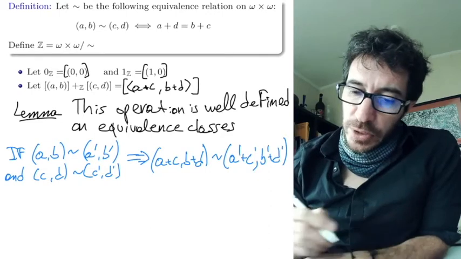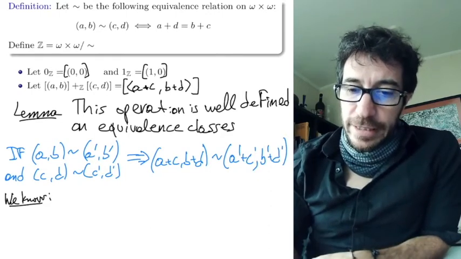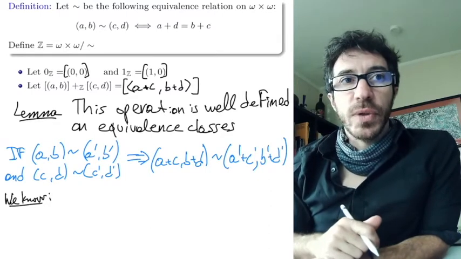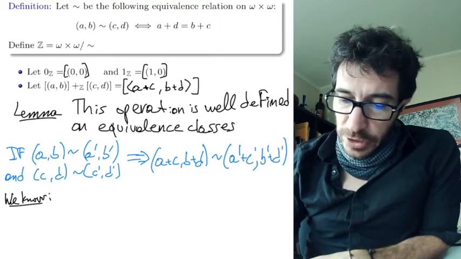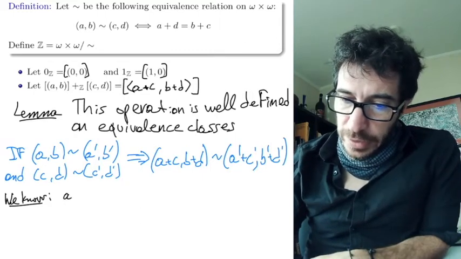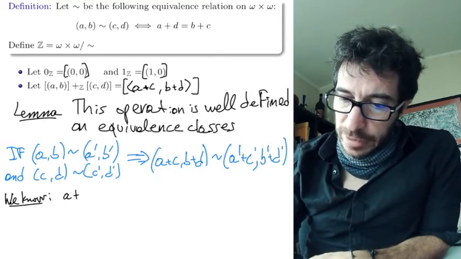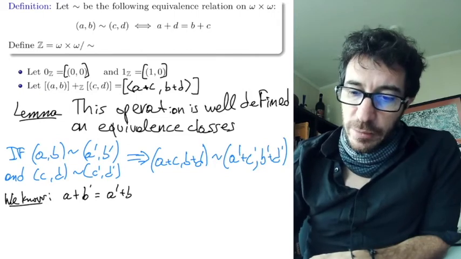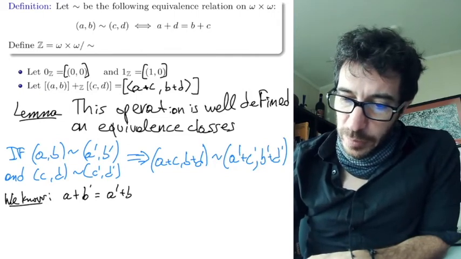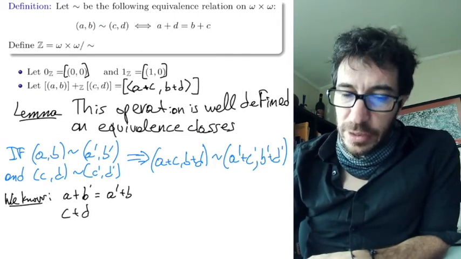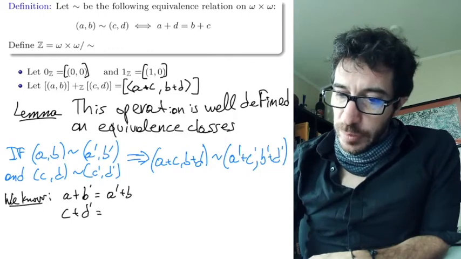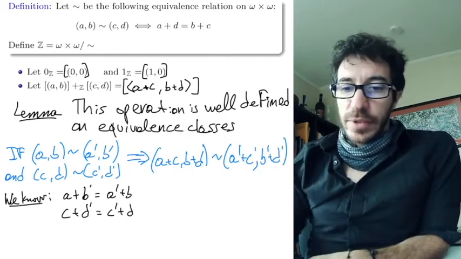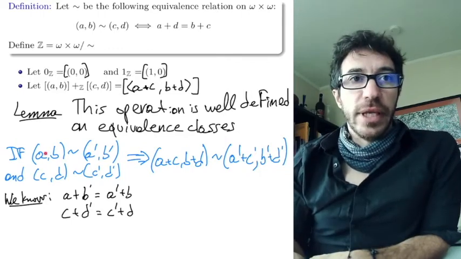Well, so what do we know? We know that a, b is equivalent to a prime, b prime. So we know that a plus b prime is equal to a prime plus b. That's from the first thing that we know. And then we also know that c plus d prime is equal to c prime plus d. This is what we get from this assumption right here.